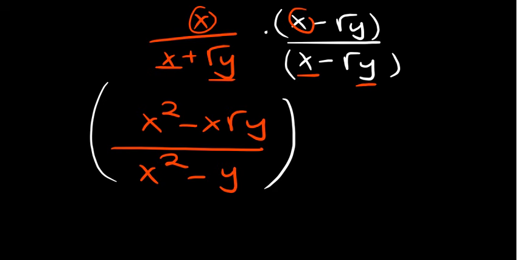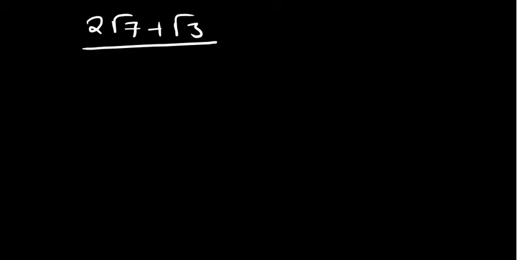Now let's look at some more advanced questions. Let's say you've been given the root of 2, the root of 7, plus the root of 3, divided by 3 root of 7, minus the root of 3. How basically do you get to simplify that question? How do you get to rationalize the denominator?